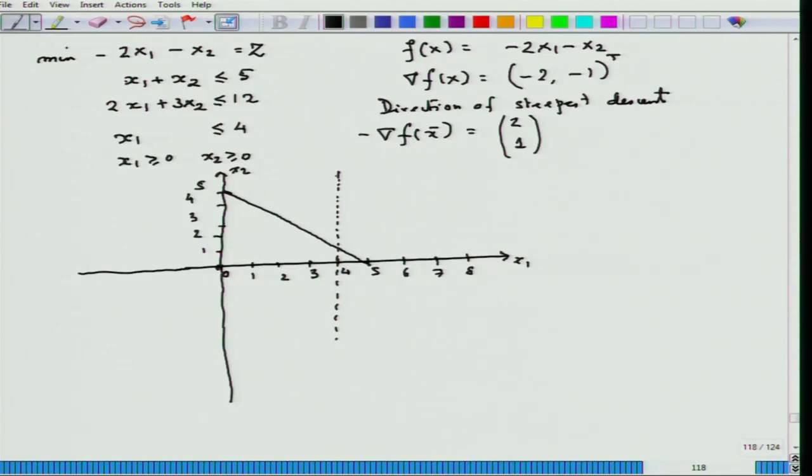So if I put here equal to, then if I put say x2 equal to 0, then x1 is 6. It is this one. And if I put x1 is 0, then I get 4. So it is connecting this 4 and 6. Okay. Right. Now, what is my feasible set? My feasible set is this one.